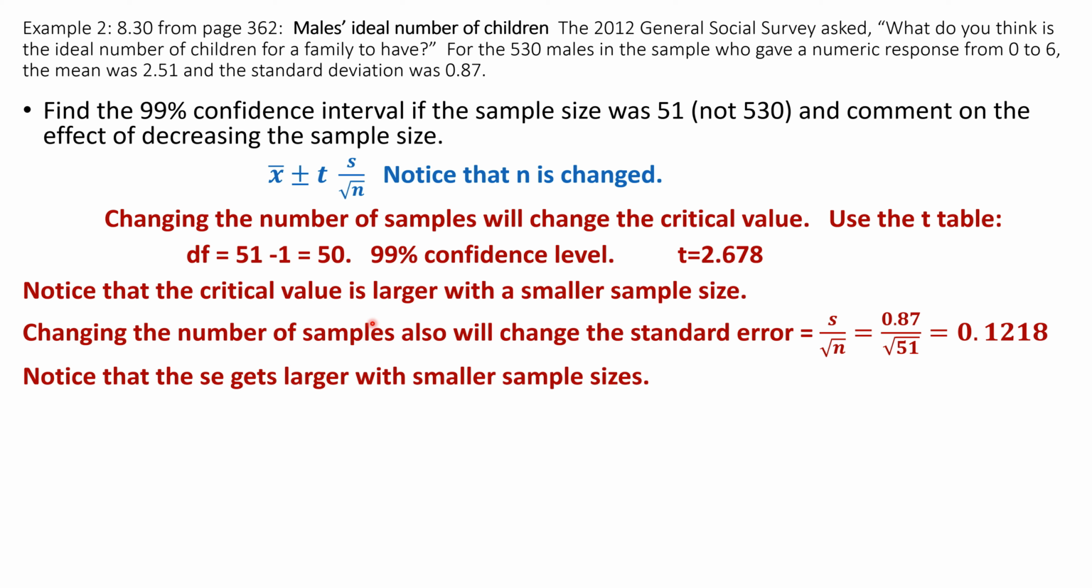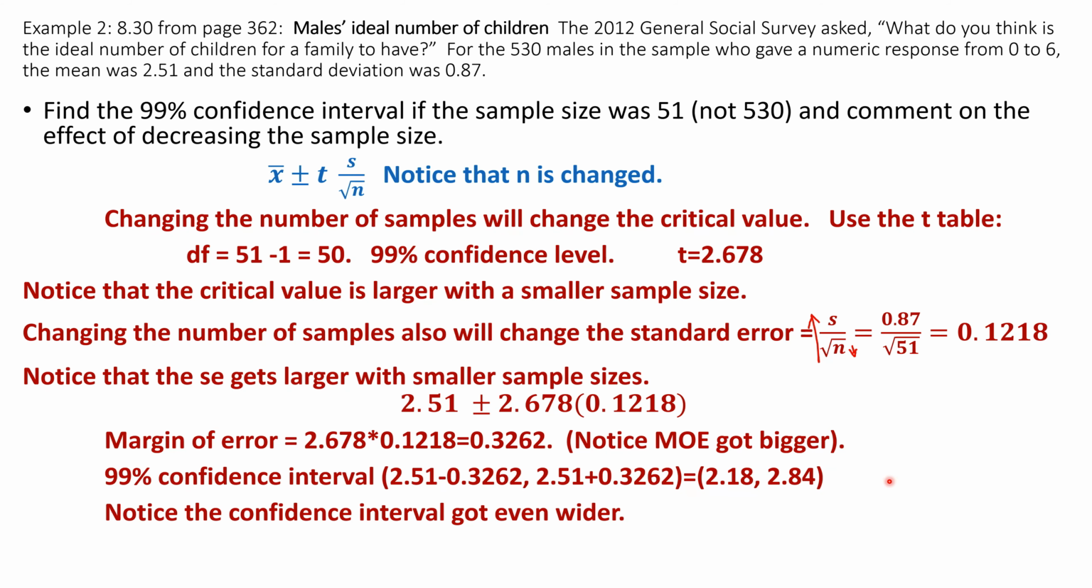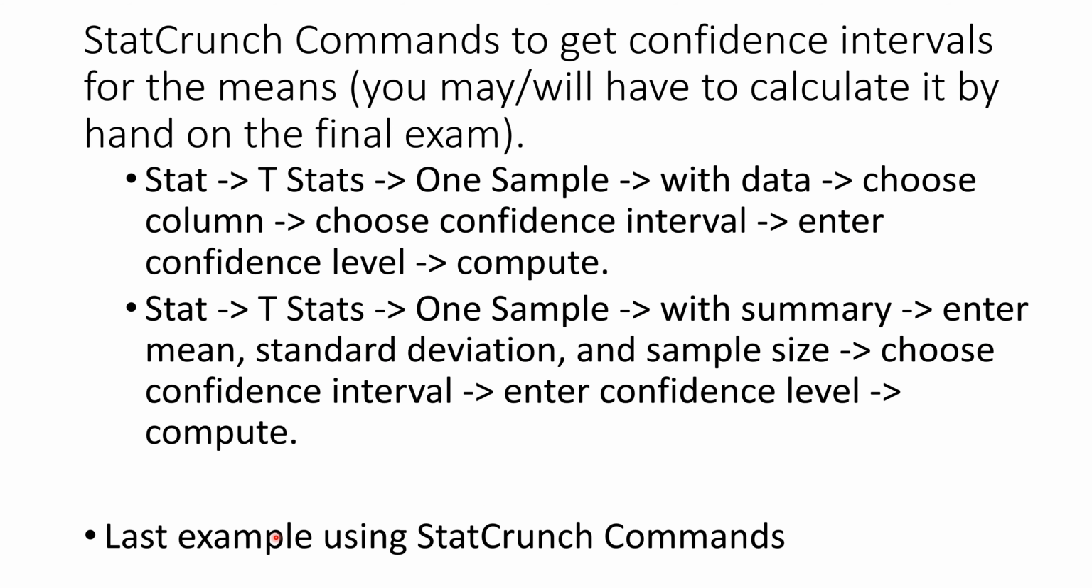Changing the number of samples will also change the standard error. So now we calculate the standard error in this way. Notice that the standard error gets larger with smaller sample size, because when the sample size is smaller, this ratio becomes larger. The margin of error gets bigger because the standard error gets bigger. And please verify the 99% confidence interval calculation by yourself. Notice that since the margin of error gets bigger, the confidence interval also gets bigger.